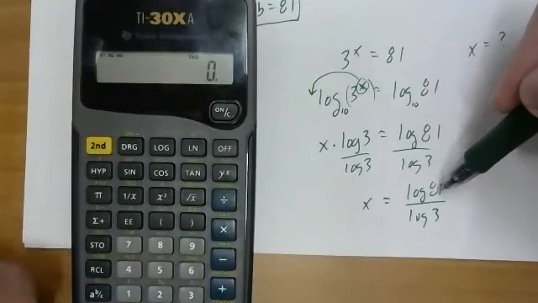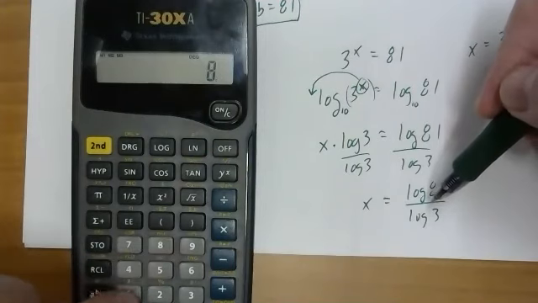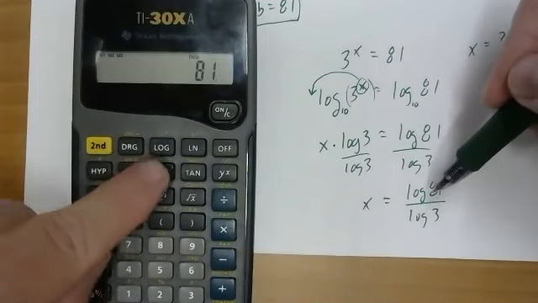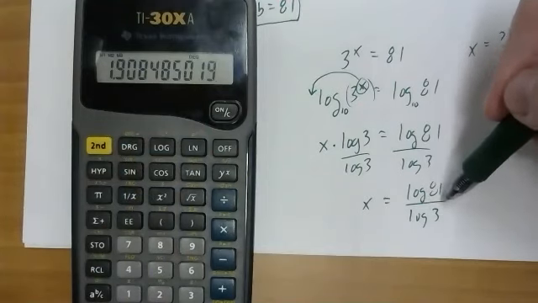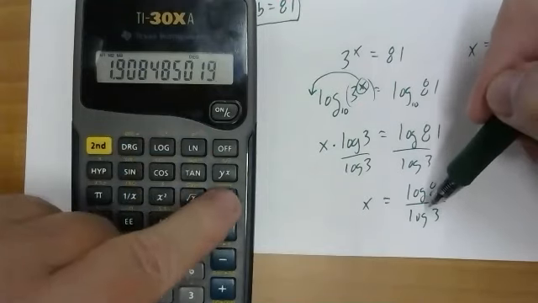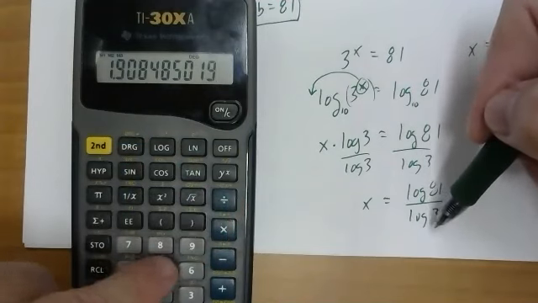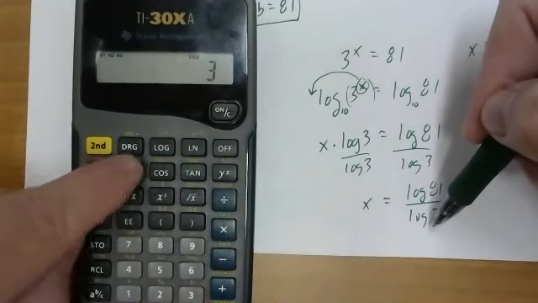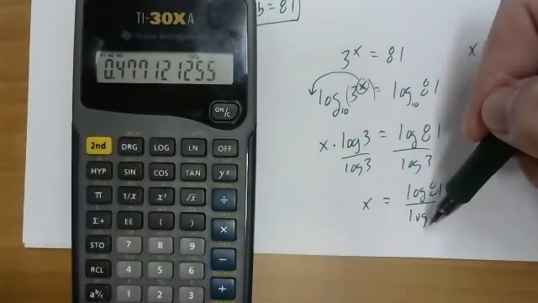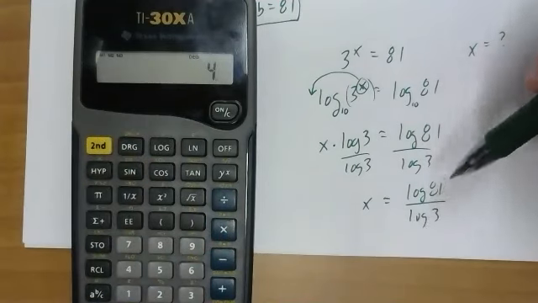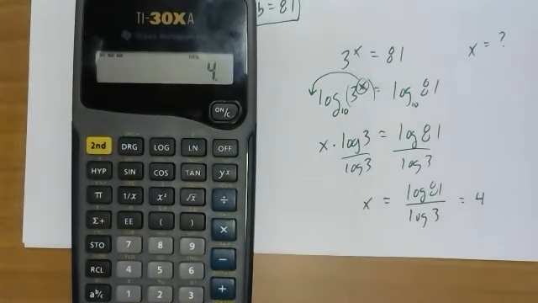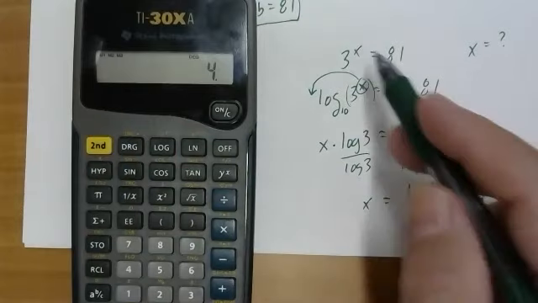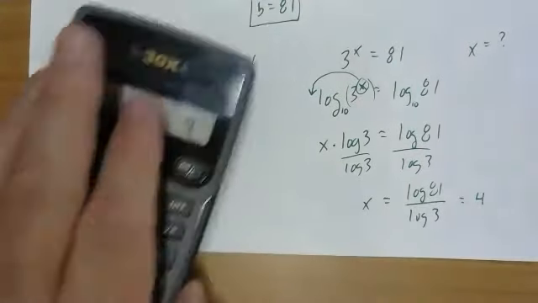So I punch in the 81. I'm going to hit my log key. Then fractions are like division, right? So I can divide and enter 3 and hit my log key. And then when I hit equal, it turns out the answer is 4. X equals 4. So I've now solved this equation.